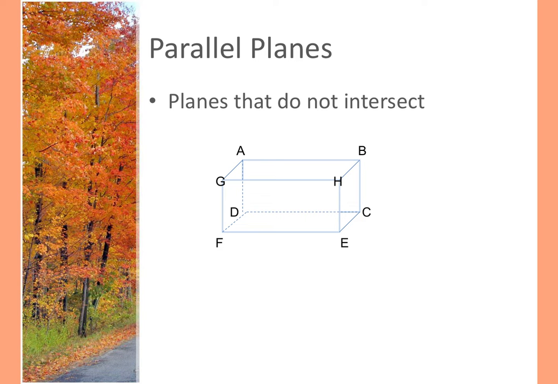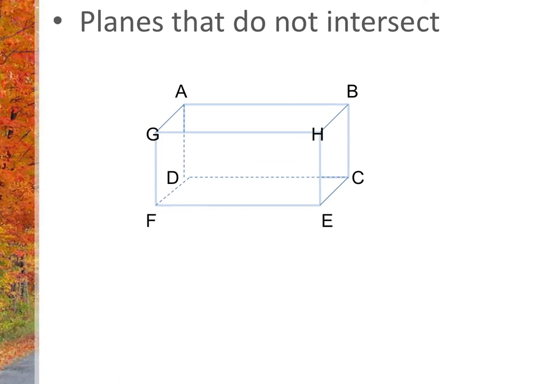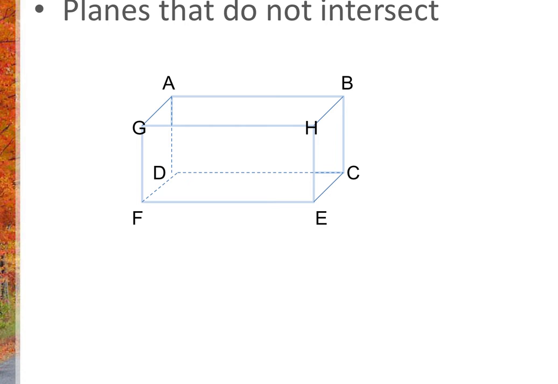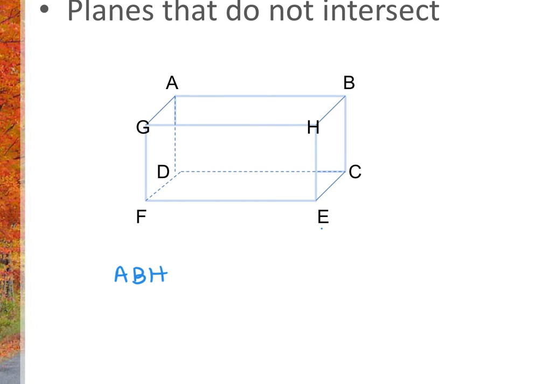Parallel planes are planes that don't intersect. If you think about a box as representative of a bunch of different planes, the front and the back of that box would be parallel. The top and the bottom would be parallel. The right side and the left side would be parallel. So if I was using this one and I asked you to give me the name of a plane that is parallel to ABH, you would tell me what? Say it again.